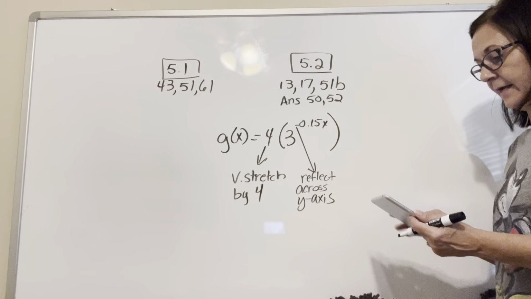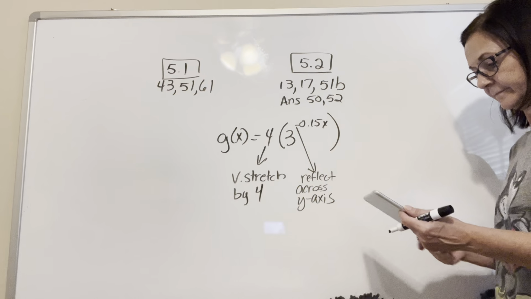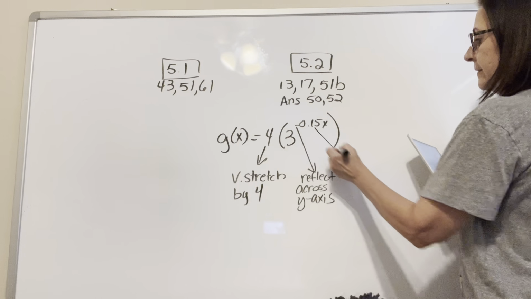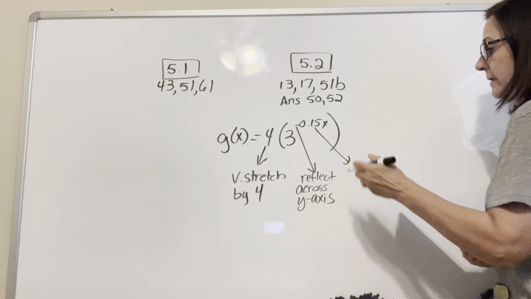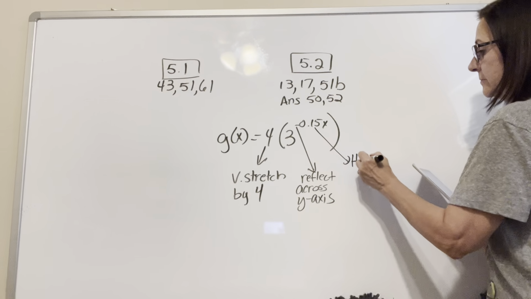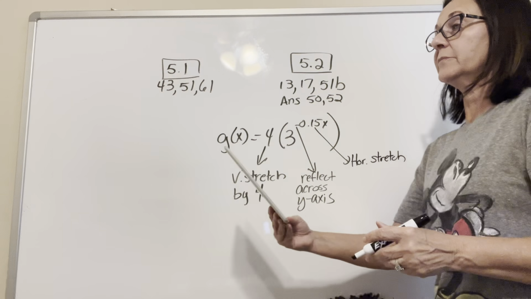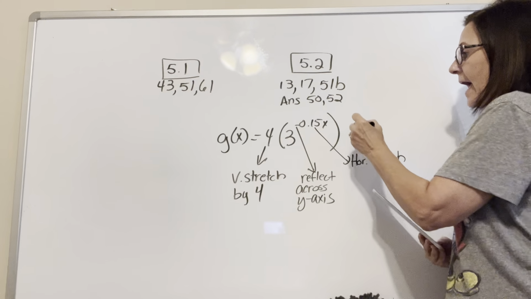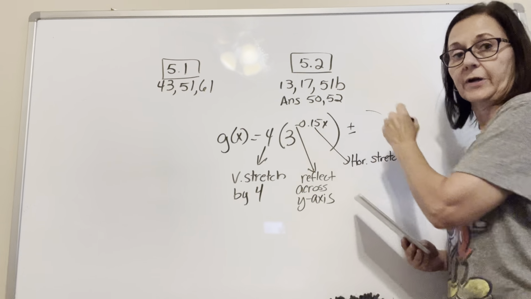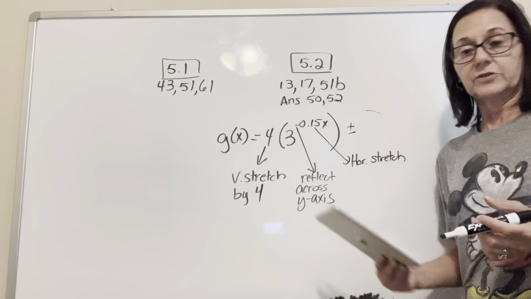Now, that 0.15 is a horizontal stretch, because it's multiplied. Added or subtracted up here would move it left or right. Added or subtracted down here moves it up or down. But we don't have any of those. We don't have a horizontal shift left or right or a vertical shift up or down.